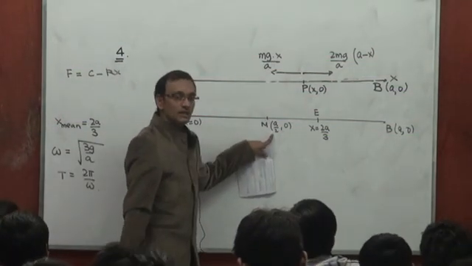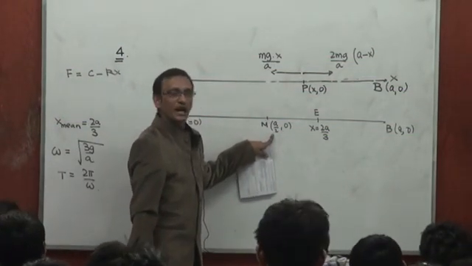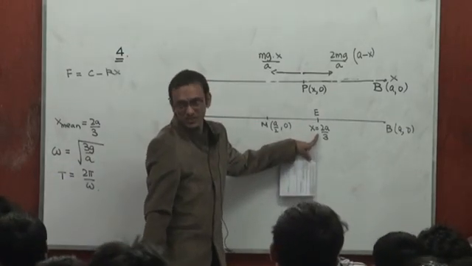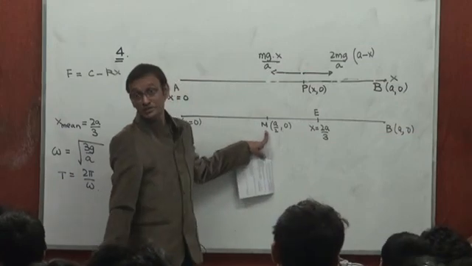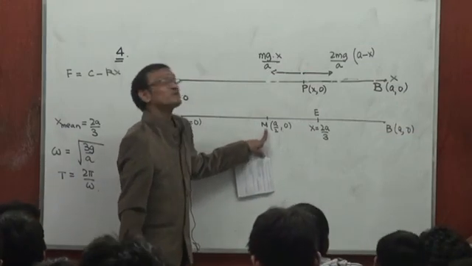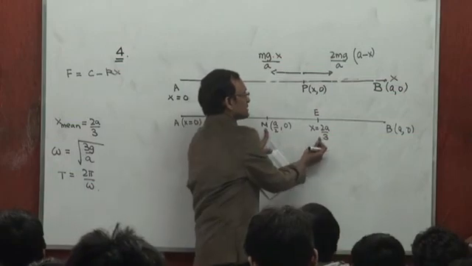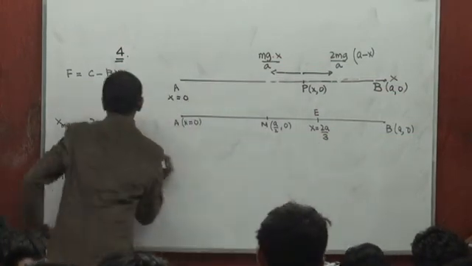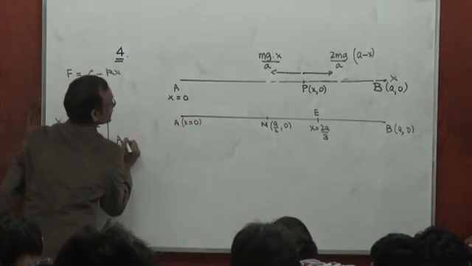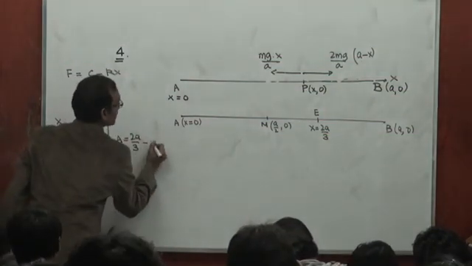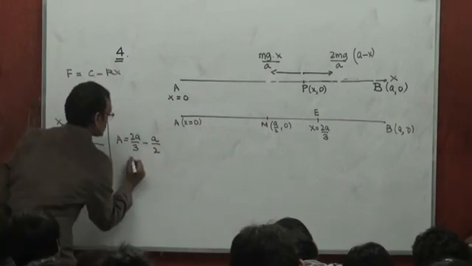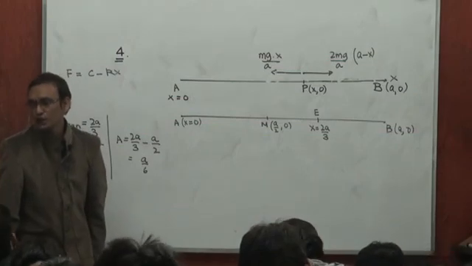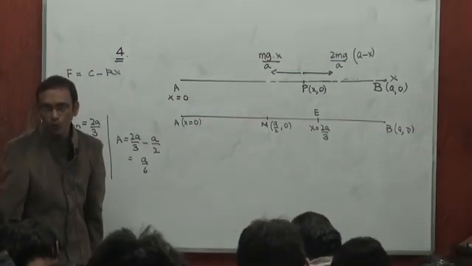If the velocity is 0 here, do you realize that this must be the amplitude position? This is the mean position where the force is 0. This is the position where the velocity is 0, and therefore this must be the amplitude position, and the separation between E and M must be the amplitude. So, the amplitude of motion is going to be 2a by 3 minus a by 2, which is a by 6. A by 6 is the amplitude of motion, yes or no?